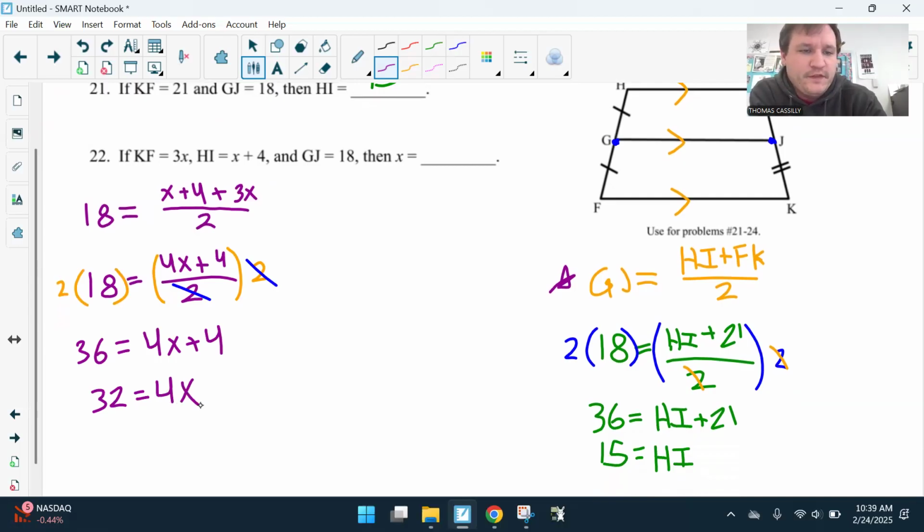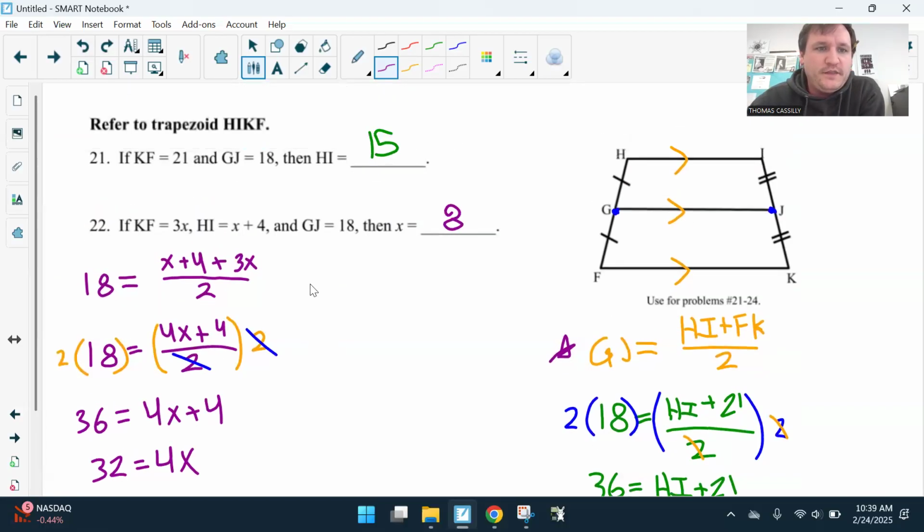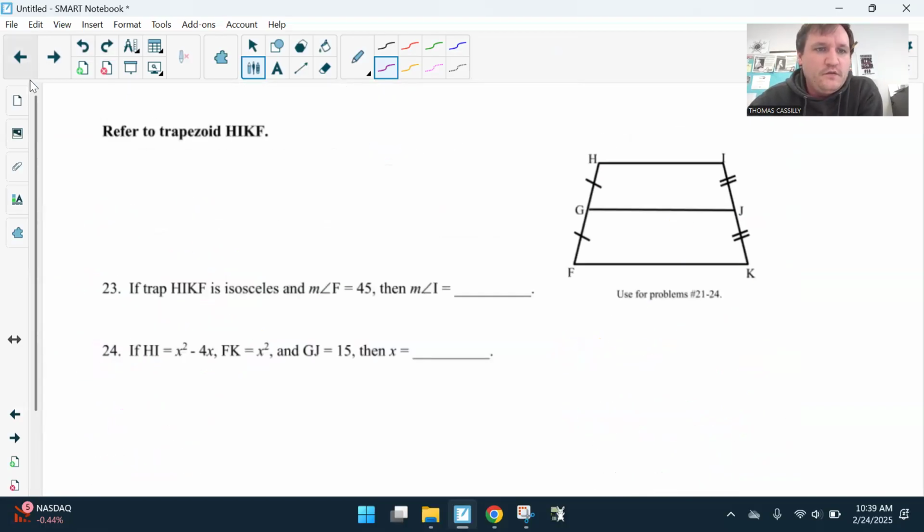Divided both by 4, I think that's an 8. All right, so 8 equals x. And again, they're only asking us to solve for x in this one, so we don't need to plug it back into anything. So that problem is done. And I think this page is done. Oh, no, it's not. All right, 2 more.